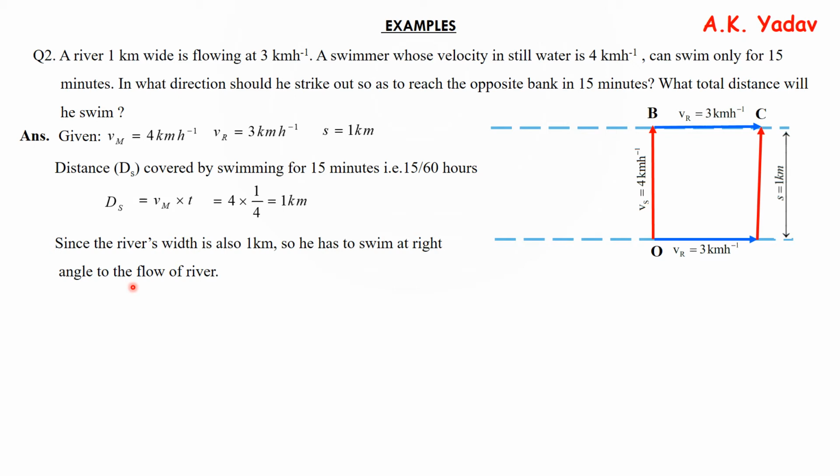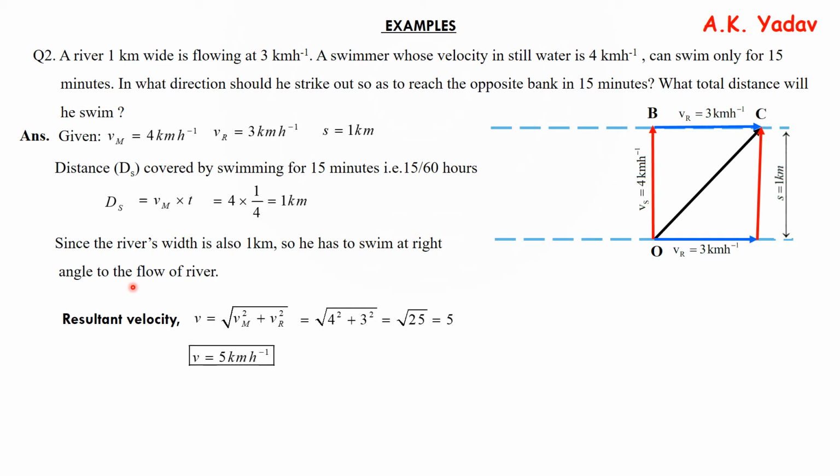And as we know that this is a parallelogram, the resultant velocity is given by the diagonal of the parallelogram. We get v equals under root of vm square plus vr square, that is under root of 4 square plus 3 square, which is under root 25, and this gives the resultant velocity as 5 kilometer per hour. Now what is the distance covered by him? This distance we are talking about. So distance is the resultant velocity into time, which is 5 into 1 by 4, that is 1.25 kilometers.